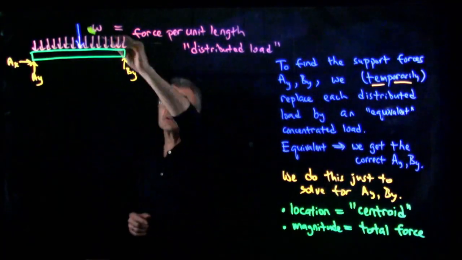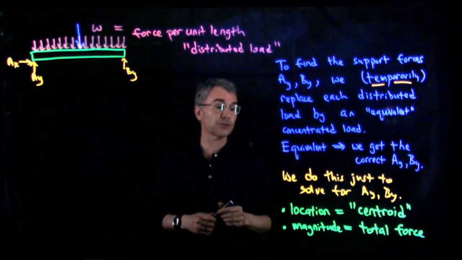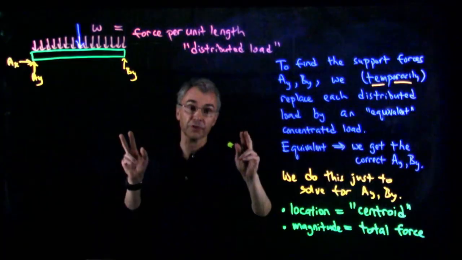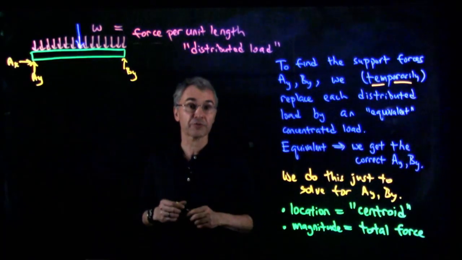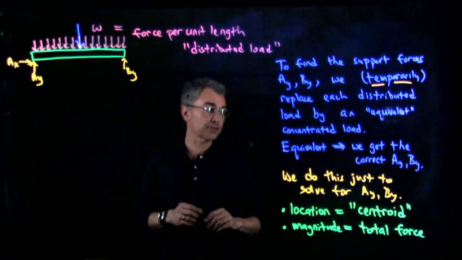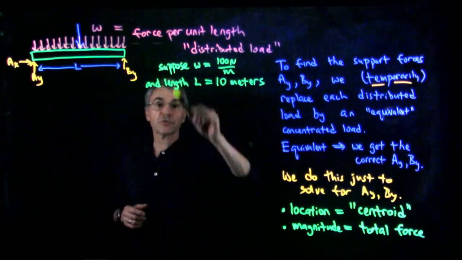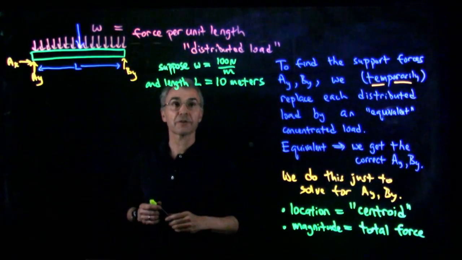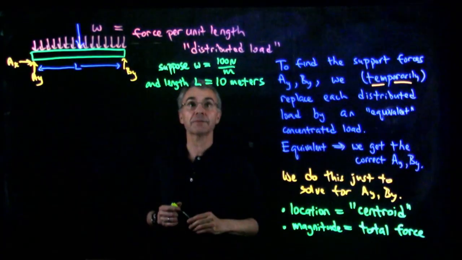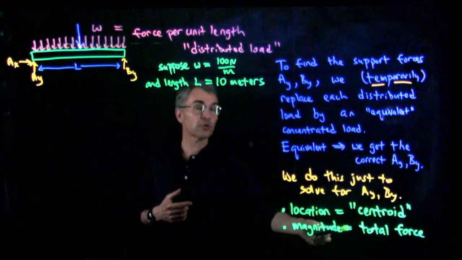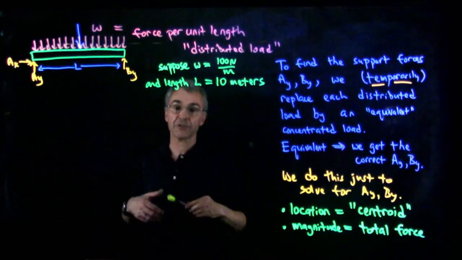How do we know what this equivalent concentrated load is for this distributed load? Its location is the centroid. Centroid is another word for center of gravity. Its location is the centroid of the distributed load, and its magnitude is the total force. So if this distributed load were 100 newtons per meter along the length of the beam, and if the length of the beam were 10 meters, then the total force would be 10 times 100, which is 1,000 newtons.